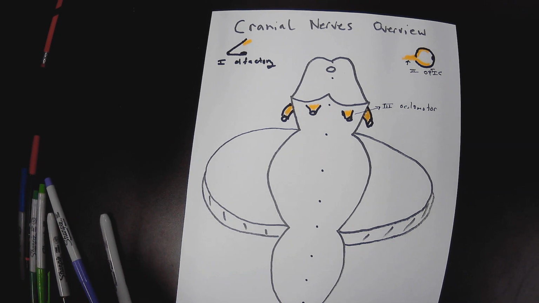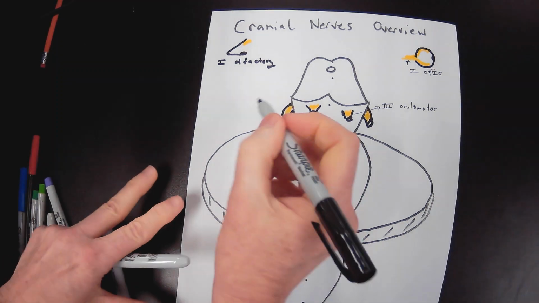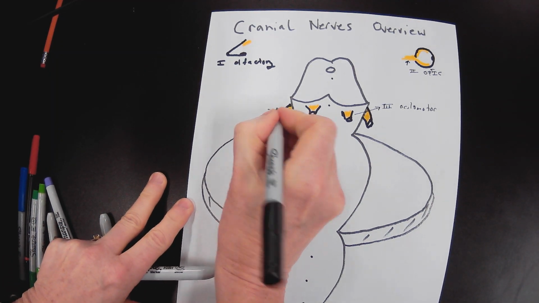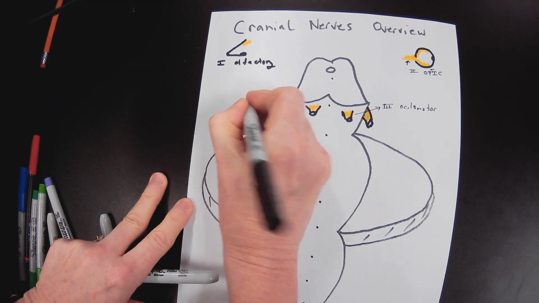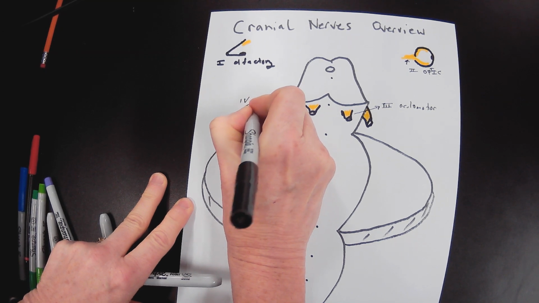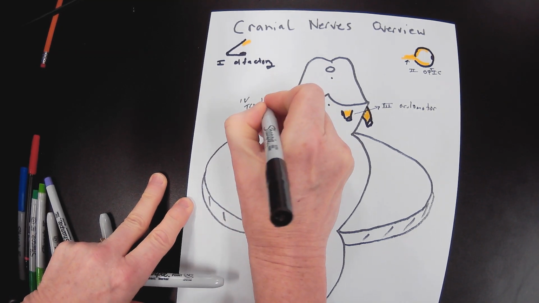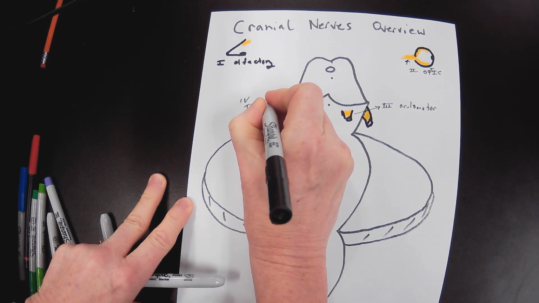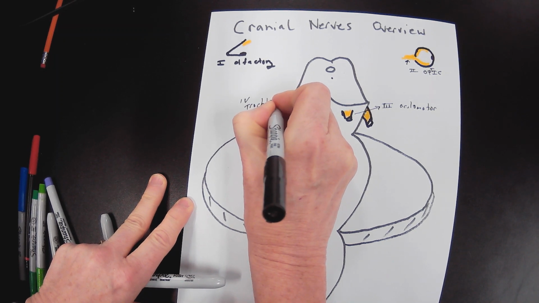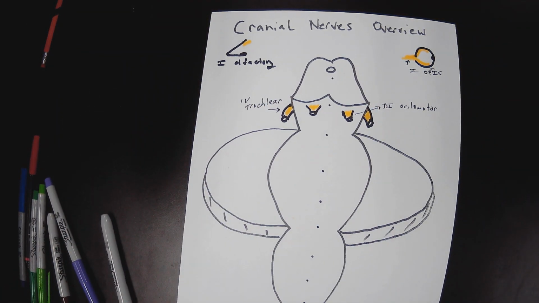Fourth cranial nerve, anybody know which one that is? Trochlear, yeah. Fourth cranial nerve is trochlear. Okay, so just going down in order: 1, 2, 3, and 4. Those are the 4 that reside above the pons.